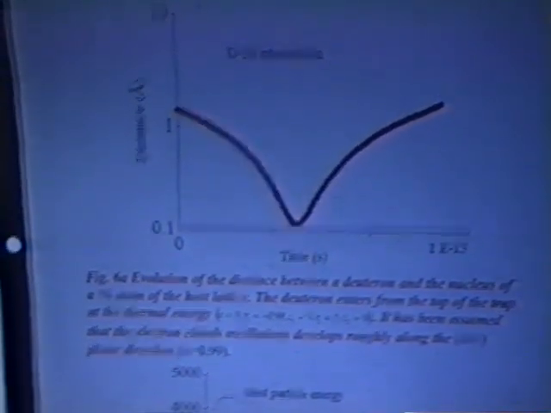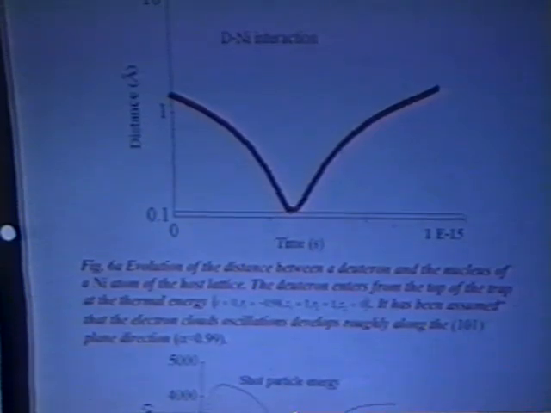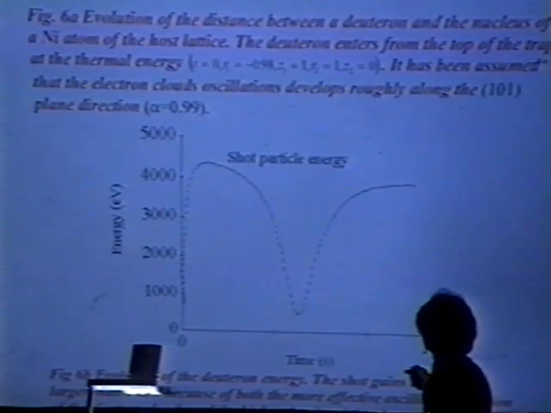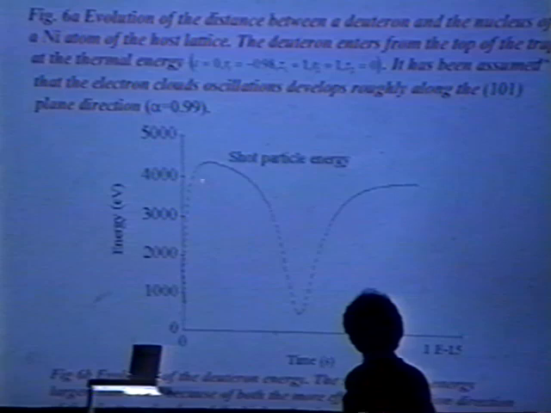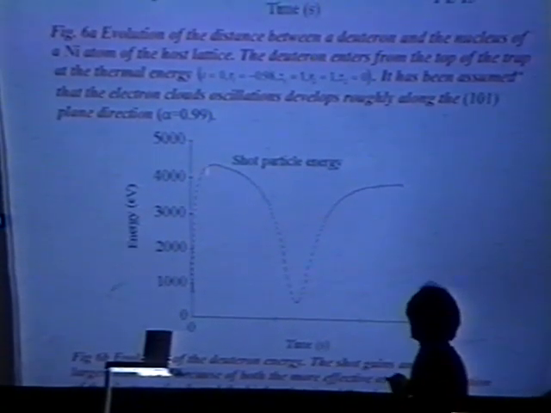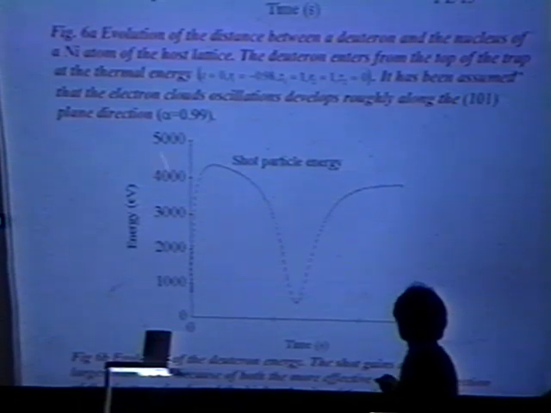The same calculation has been done in nickel, just to see what's happening in case of studying the interaction of a deuteron with a nickel atom in the lattice. We can see that also in this case the distance decreased up to 0.1 angstrom, and the particle here, because of the higher value of the nickel signal, increases above 4 keV.